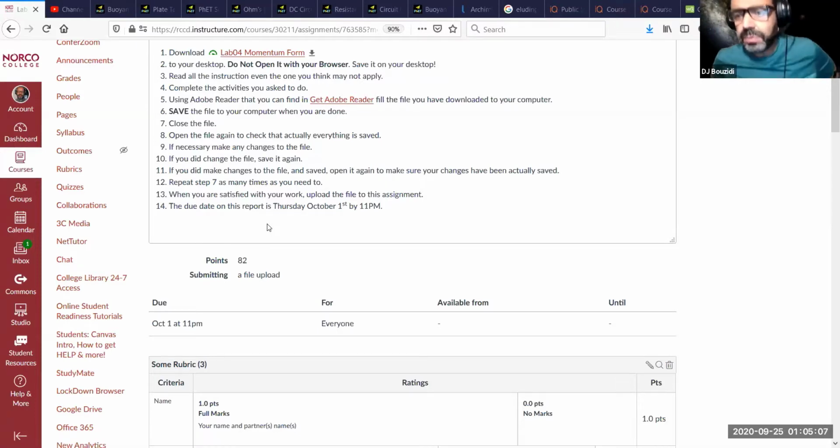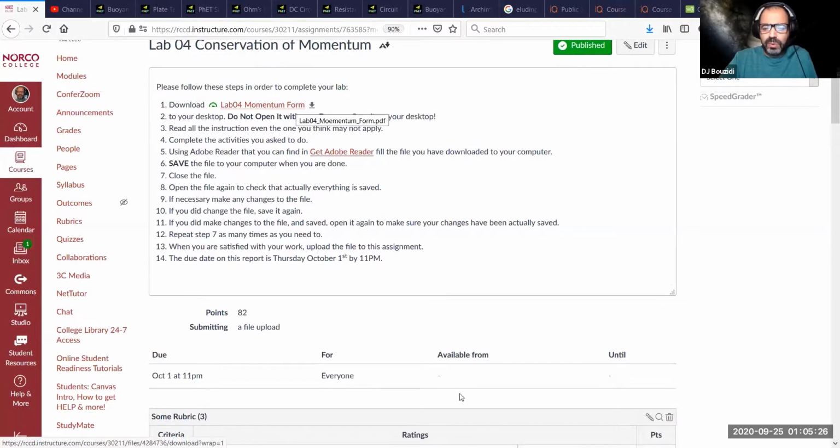Everything is graded up to the last lab that was submitted. The last lab that needs to be graded was submitted last week, so that's going to be graded this weekend, and so on. That's in terms of participation and everything else. So that's typical stuff. This is the lab report form, and I have it open.